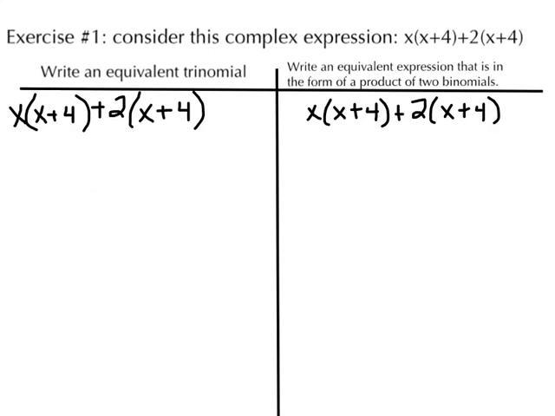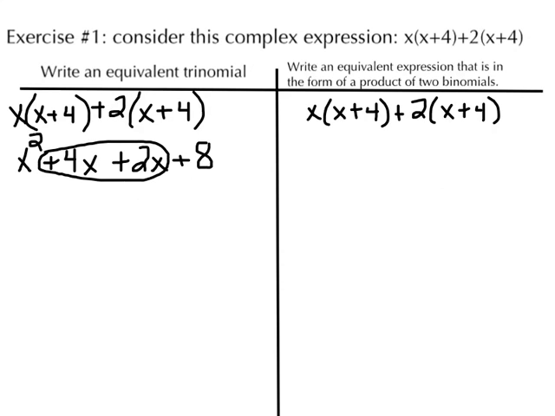So we're going to have x times x, which is x squared, x times 4, which gives me a positive 4x, plus 2 times x, which gives me 2x, plus 2 times 4, which gives me 8. Our middle terms are alike, so we can go ahead and add them. So I have x squared plus 6x plus 8.